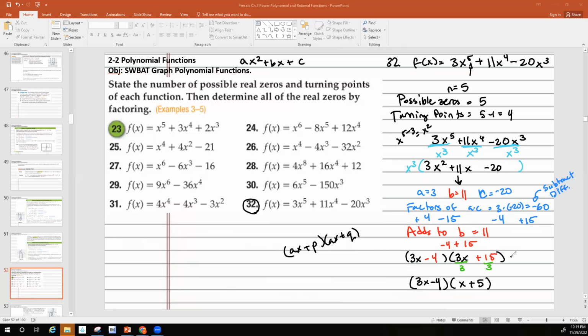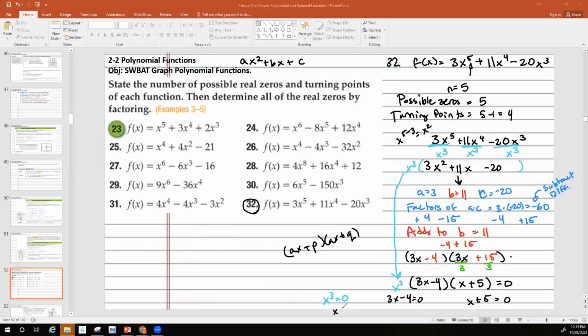All right, and we want to find the zeros, so we want to set that equal to 0, but this isn't it, because don't forget we had that x cubed there as well. So we need to do the zero product property. x cubed equals 0, 3x minus 4 equals 0, and x plus 5 equals 0. And solve for x there.